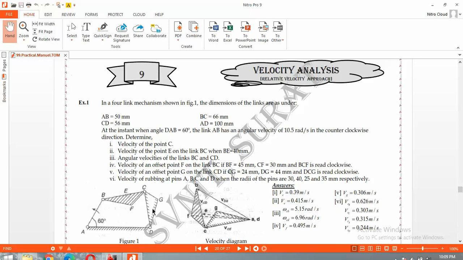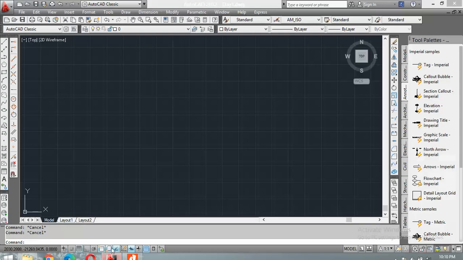How will you draw the mechanism diagram? We will first draw the links which are fixed, so we will first mark the fixed points. Here link AD is fixed, so point A and point D are the fixed points. We will first mark these points A and D, and here the length of link AD is given as 100 mm. So let us draw one line AD with 100 mm length.